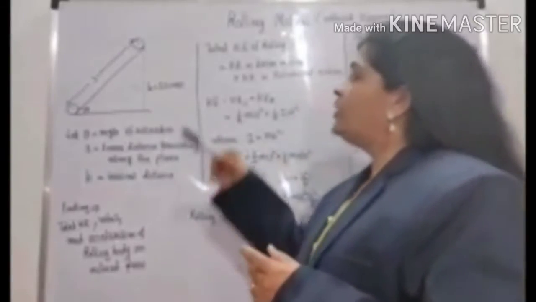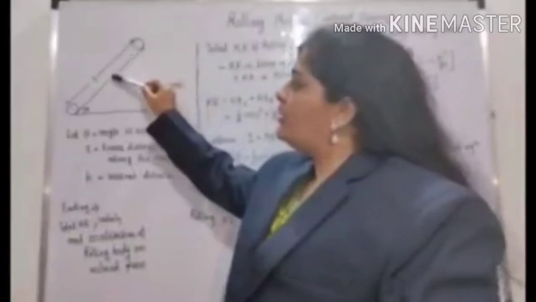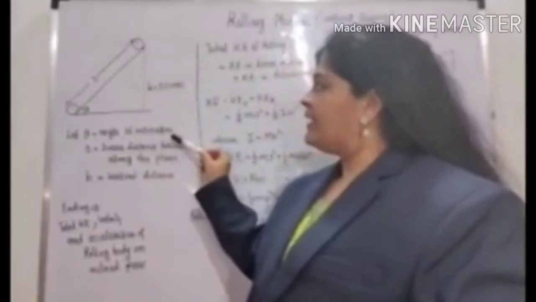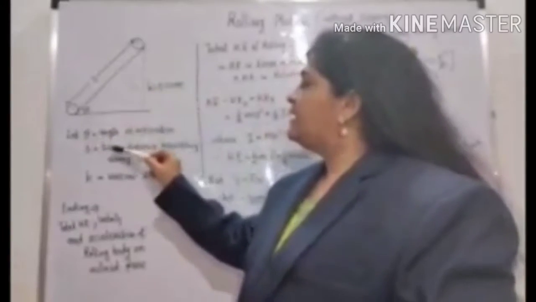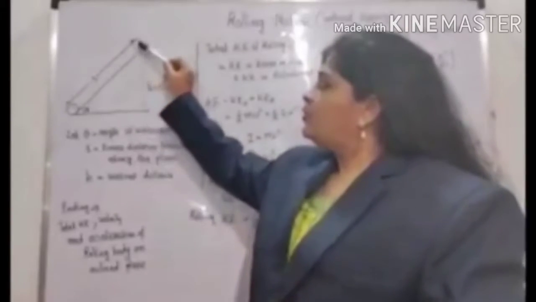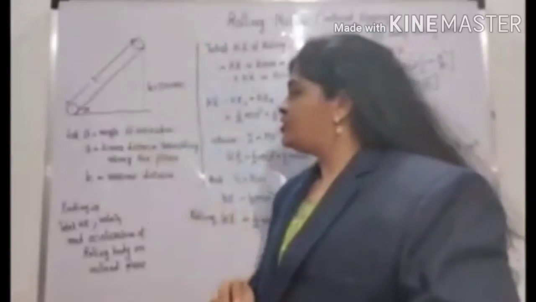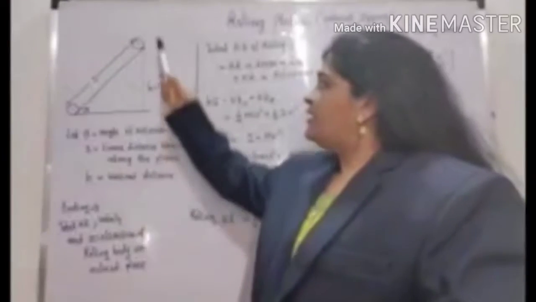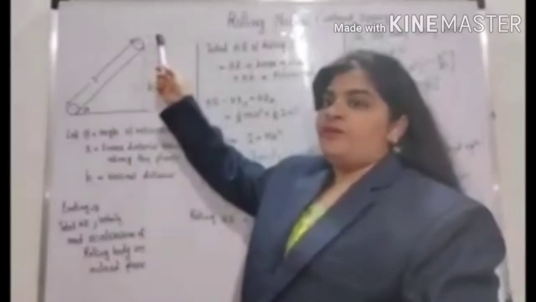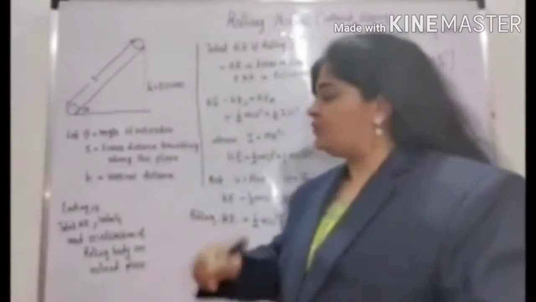Now in rolling motion, consider a spherical object rolling along an inclined plane. Theta is the angle of inclination, s is the linear distance between the two positions. This is the starting position and this is the final position. h is the vertical distance from the horizontal surface to the object where it starts rolling.